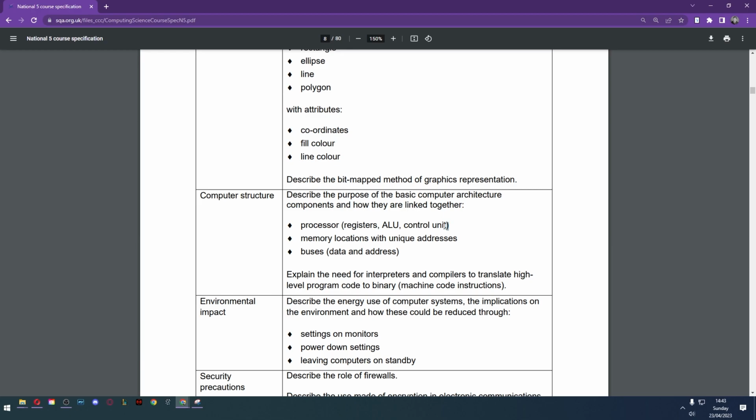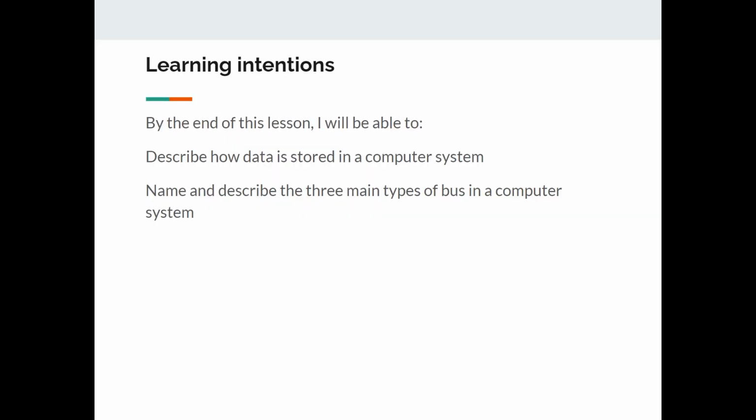Last time we looked at the processor. Today we're going to look at memory locations and buses. I love a presentation. Here's what we're learning.